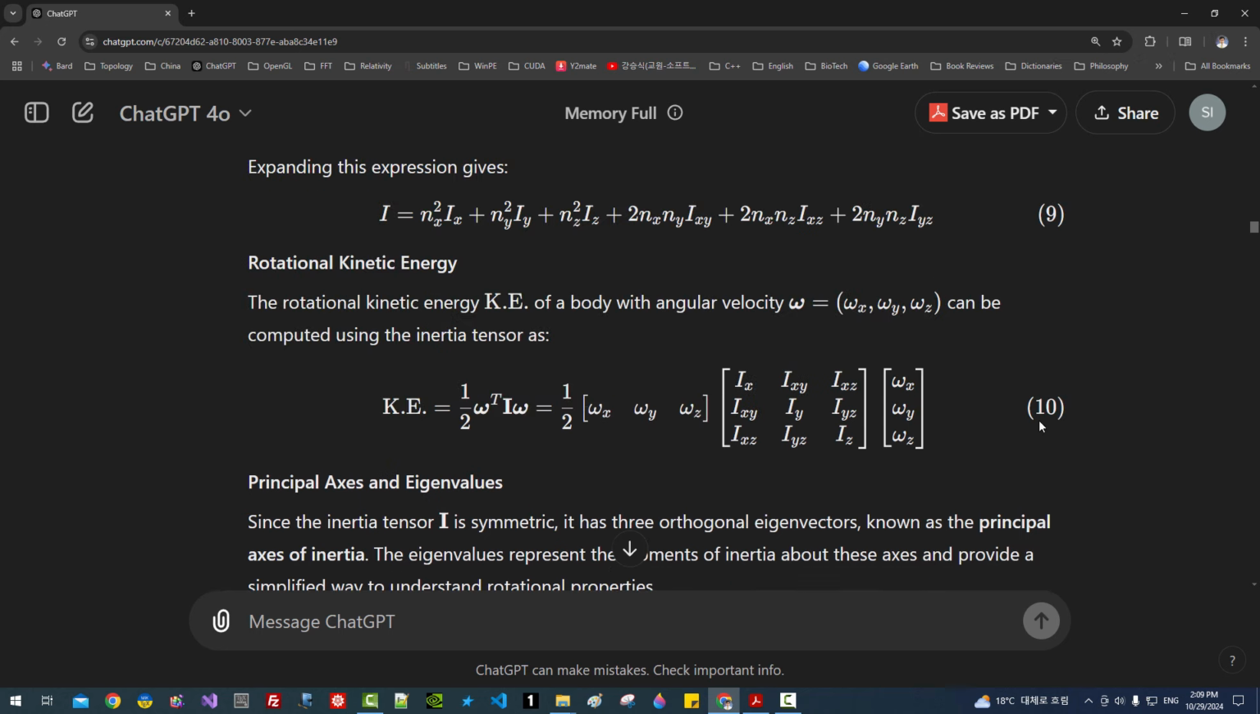You explained equation 1, but have not derived equation 1. You're absolutely right. Let's go through a derivation of equation 1 to understand where each component of the inertia tensor comes from.